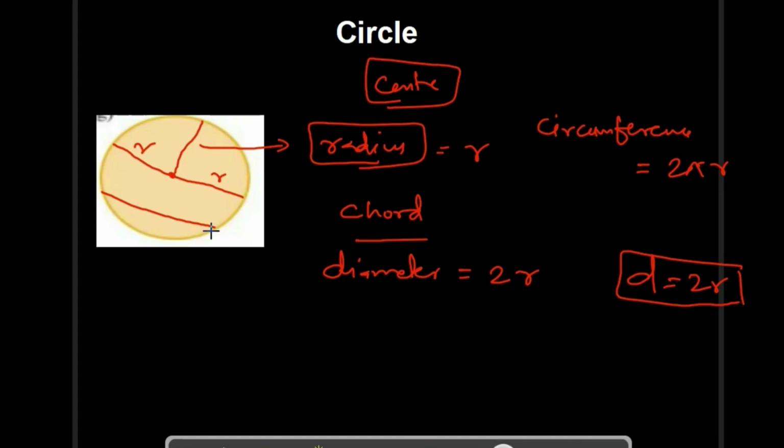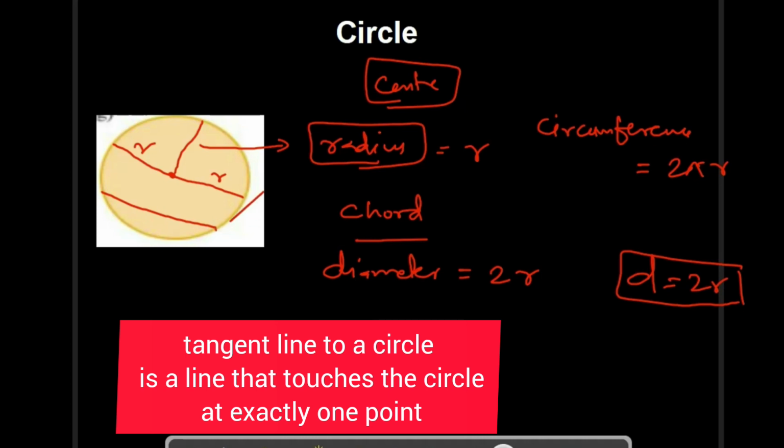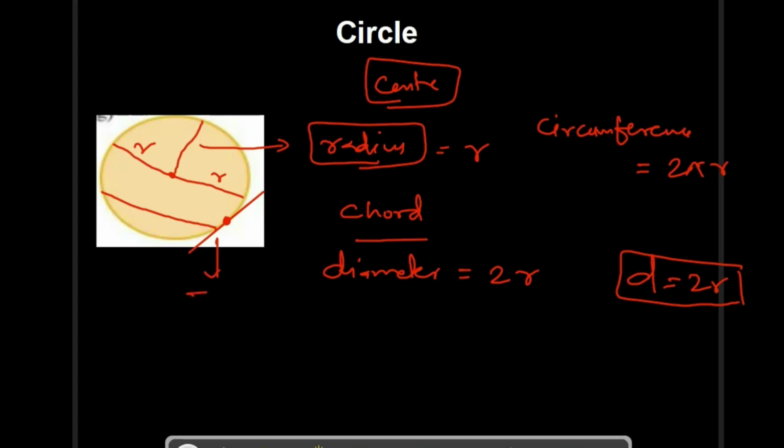Now tangent. A tangent is a line which touches the circle at a single point. If I draw a line like this one, you'll see that at this point it is touching. So it touches the circle at a single point, and we can say this is nothing but a tangent. So a tangent is a line which touches the circle at a single point.